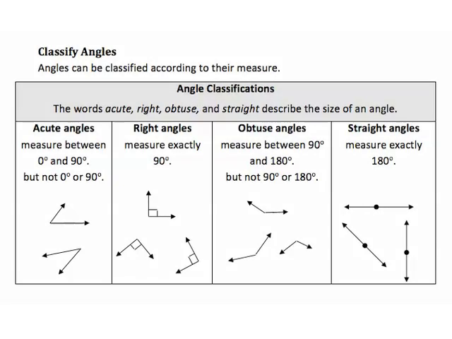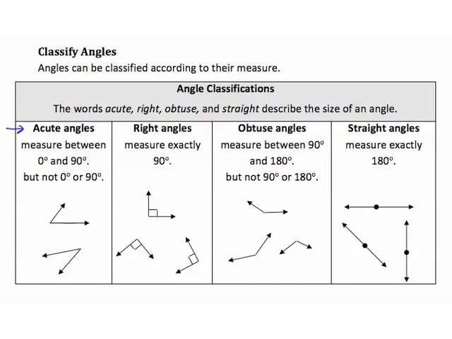Classify angles. Angles can be classified according to their measure. So here we have a table where we've classified some angles according to their measure. The words acute, right, obtuse, and straight describe the size of an angle. So starting over here on the left, if we have an acute angle, those angles are the smaller angles, and they measure between 0 and 90 degrees, but not 0 or 90 exactly. So acute angles are greater than 0, but less than 90 degrees.